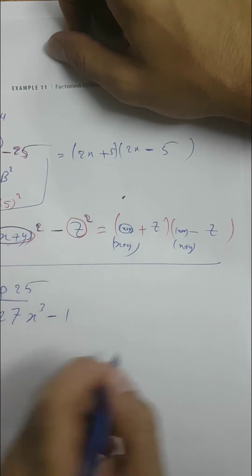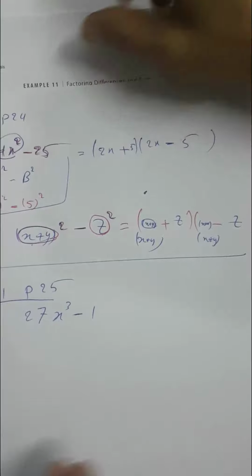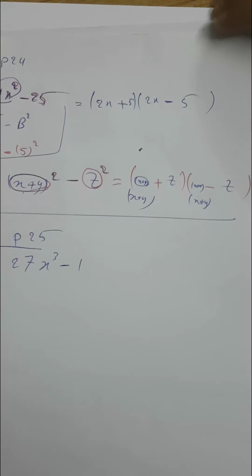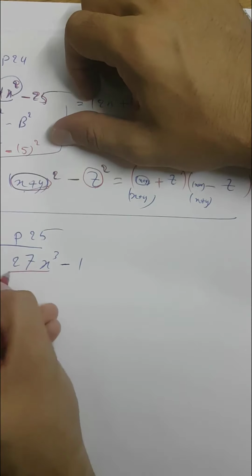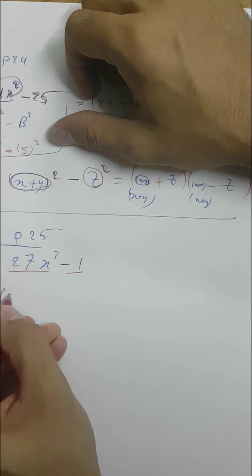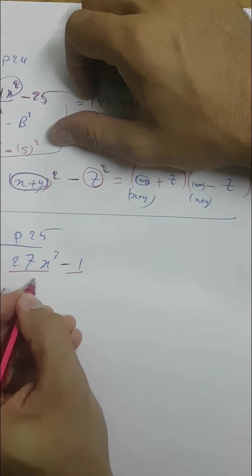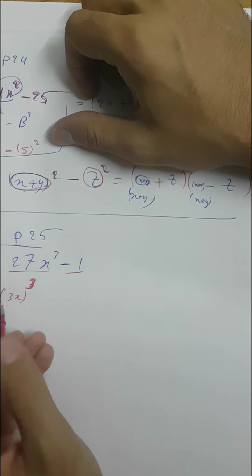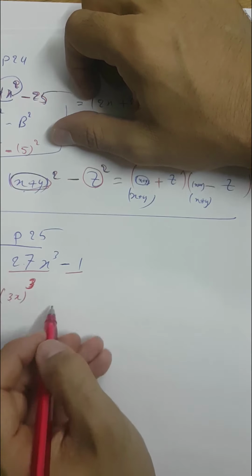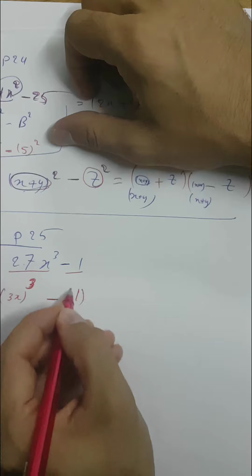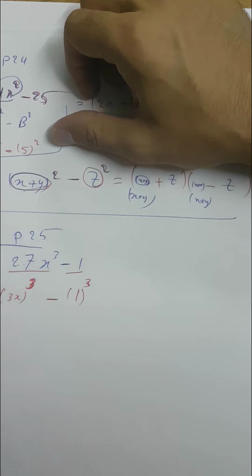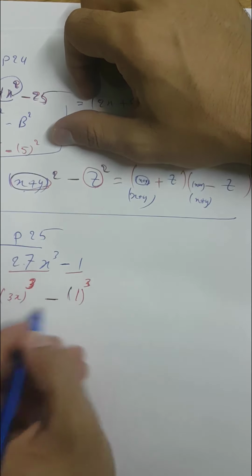So what does this tell me? Think about it. What do we have? This is a cube and this is a cube. How? It is equal to 3x all cubed. I know because 3 cubed is equal to 27. Now I have negative and I have 1 cubed. That's why I say difference of cubes.